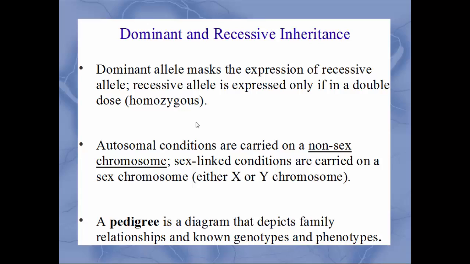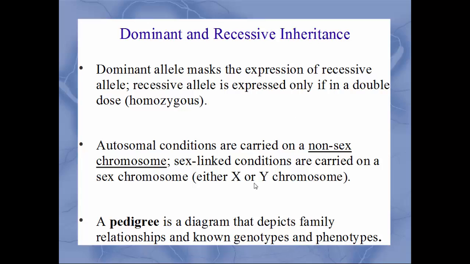Autosomal conditions are carried on the non-sex chromosomes. And sex-linked conditions are carried on the sex chromosomes, either the X chromosome or the Y chromosome. That's why they're called sex-linked conditions, because they're found on the sex cells.